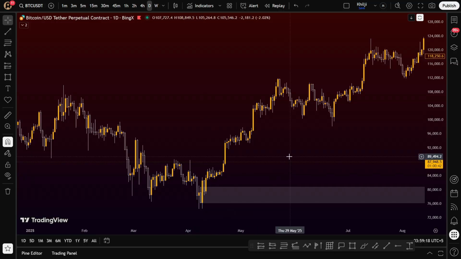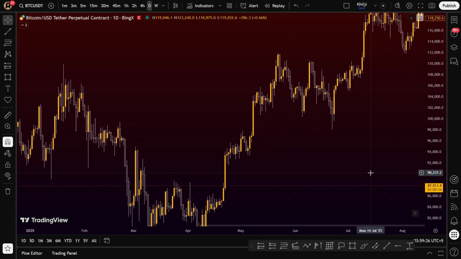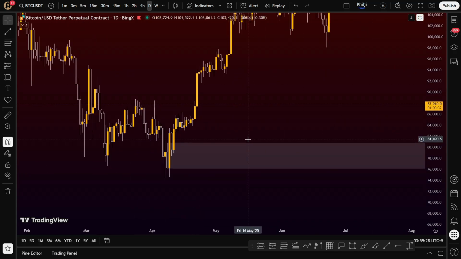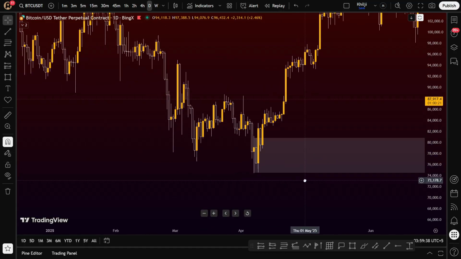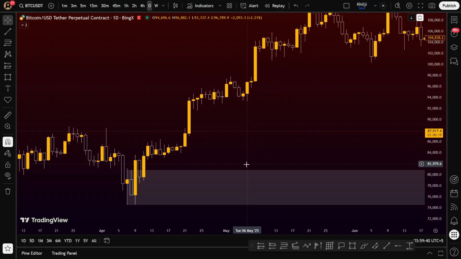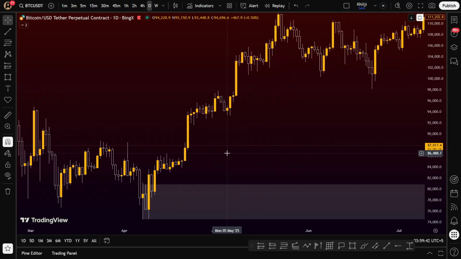But as I've told you before, order blocks are simple zones, and that is what makes supply and demand. These are zones because, as you can see, I have marked these. Actually, it goes from this to this. So I have marked this region.